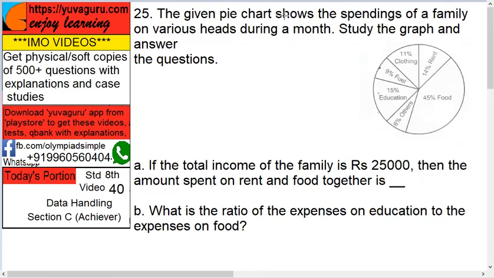Next, the given pie chart shows the spending of a family on various heads during the month. Now what is the pie chart? I have explained it in my earlier videos on the same chapter. Check that. Study the graph and answer the following questions. See, this is a pie chart. This is the total spending of a family on various items. So food, rent, clothing, fuel, education and others. Okay, these are the percentages. If you add all these percentages, they should come up to 100, because that's the meaning of a pie chart.